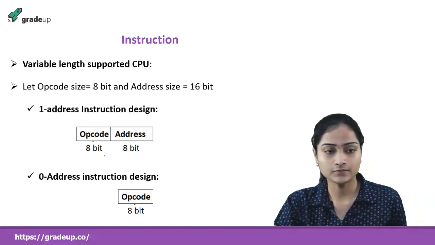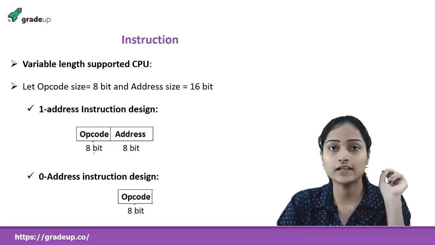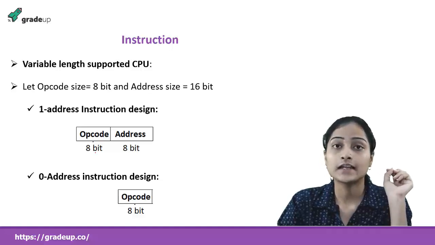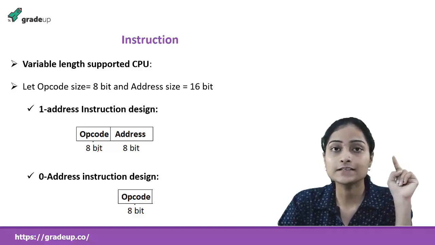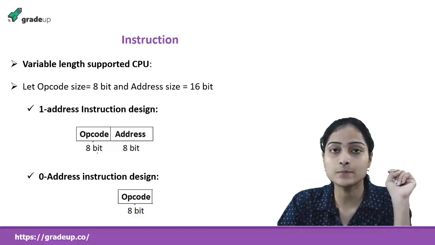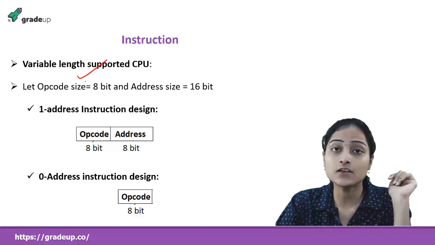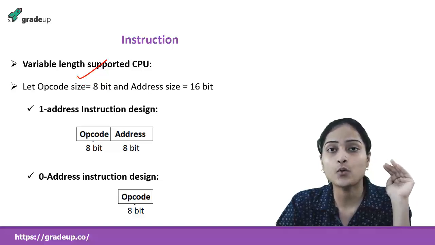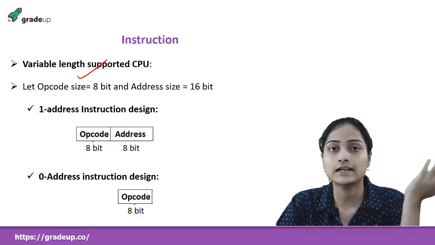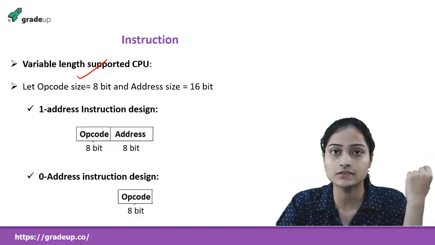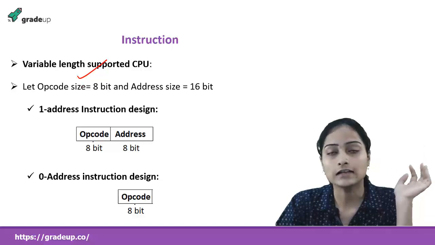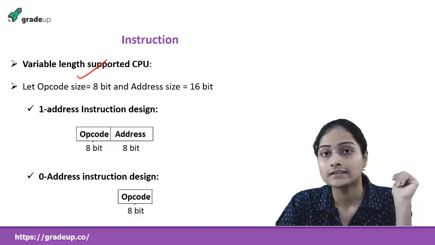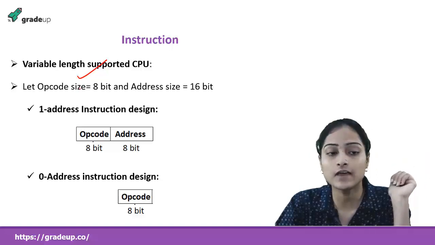Let us move further. So guys, what can I say about a CPU? There are 2 types of CPU. One is variable length instruction supported CPU and second is fixed length instruction supported CPU. What does that mean? If your CPU is a variable length supported CPU, then it can support variable length instructions. That is, it can support an 8-bit instruction also, a 16-bit instruction, a 32-bit instruction, and so on. That is, it can support instructions with variable length.